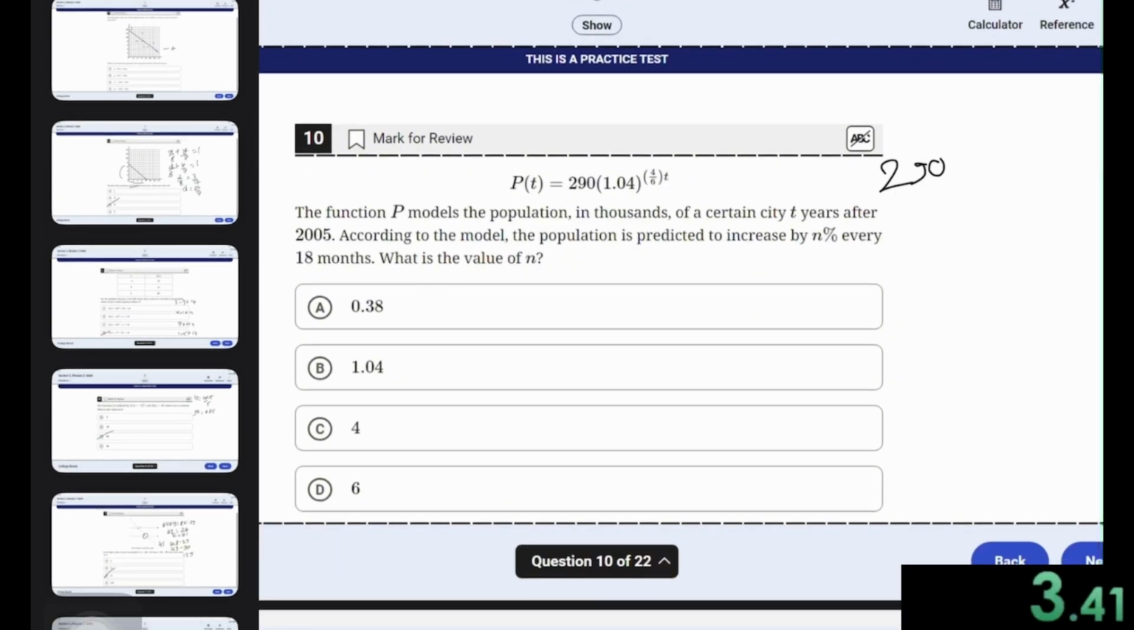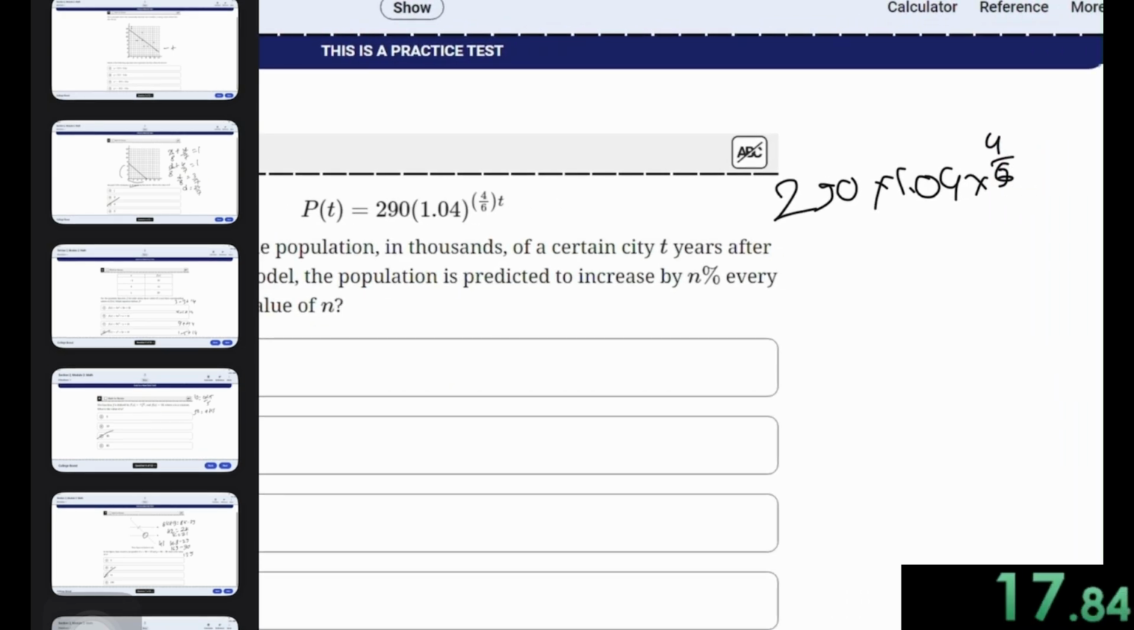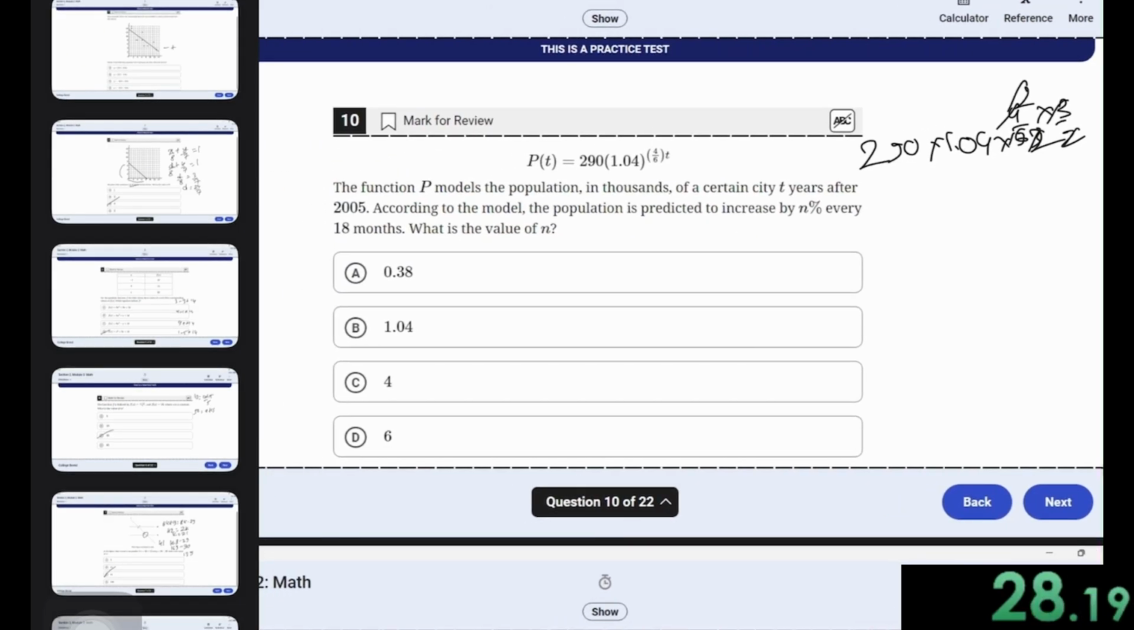290 multiplied by 1.04 multiplied by 4 by 6. Okay, so t years after 2005, according to the model, the population is predicted to increase by 9% every 18 months. What is 18 months? 18 months is 1.5 years. So 3 by 2, 2 2s are 4, 2 3s are 6, 3 2s are 6. Okay, this will get cancelled. So every year population is increasing by 4%. Cool.